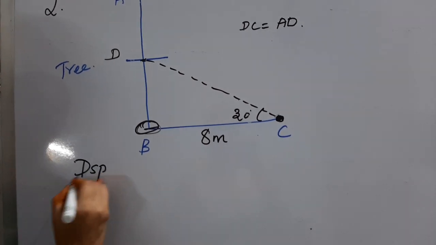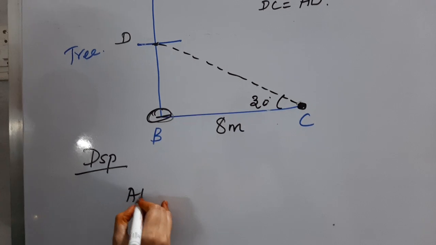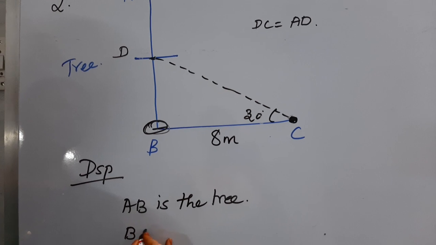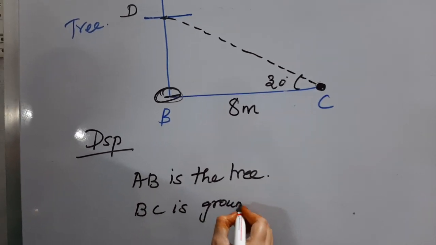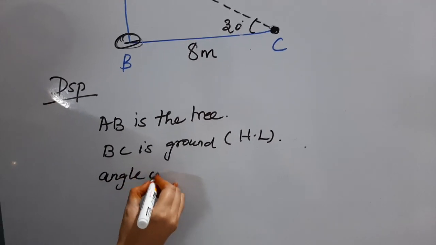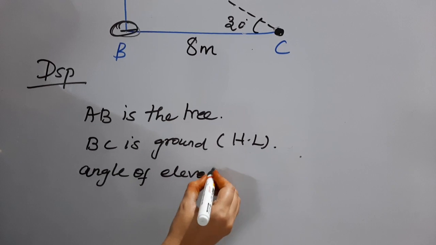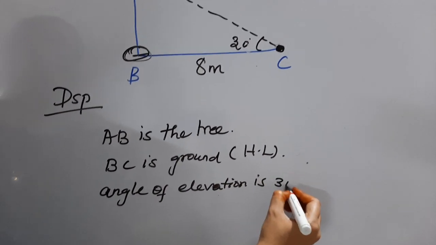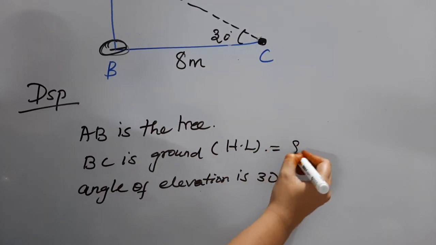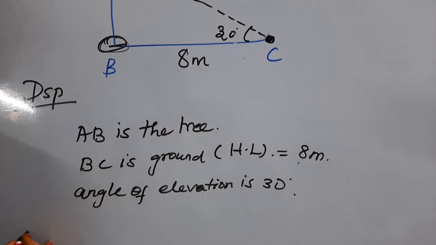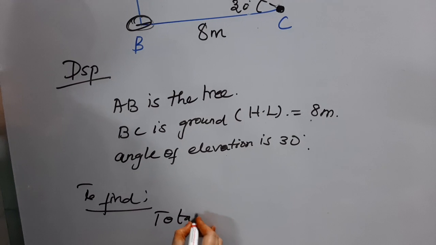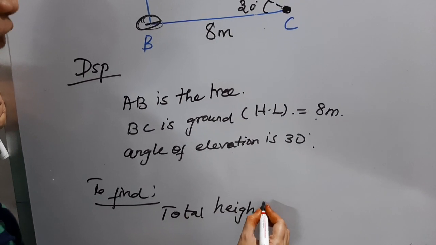Before that, the description. AB is the tree, BC is the ground, which is our horizontal level. Angle of elevation is given here. Angle of elevation is 30 degree. And the distance from the bottom of the tree to the point where the top touches the ground is 8 meters. We need to find the total height of the tree. What is the total height of the tree here?